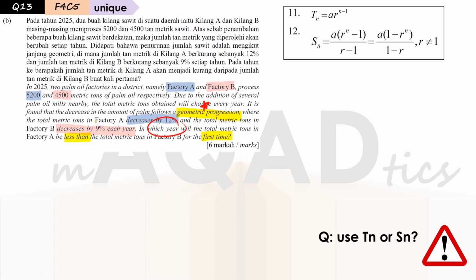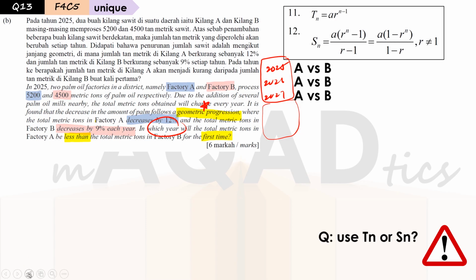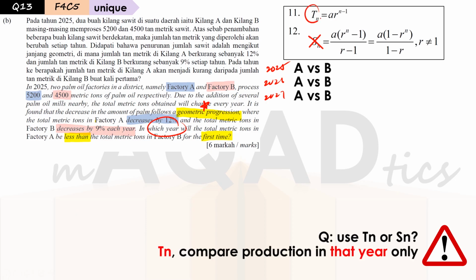It's just looking at every year, where I compare the production of A and B to see when factory A is less than B for the first time. So it's comparing year on year. For example, I compare 2025 once, I compare 2026 once, I compare 2027 once. It's not like I compare the total of 3 years and then compare the total of 3 years to see which one is the first time A is less than B. It only focuses on that year itself, so there is no total involved here. That's why we are not going to use Sn here, we are going to use Tn.